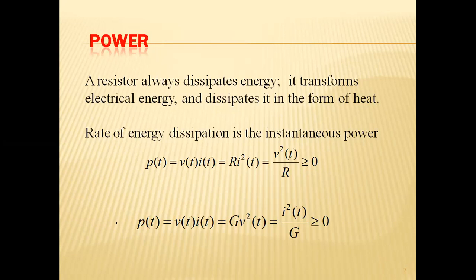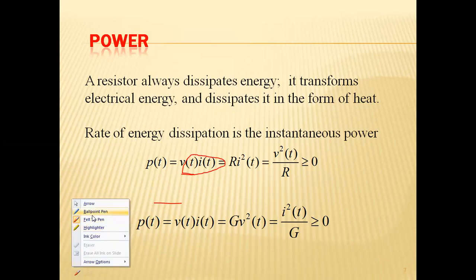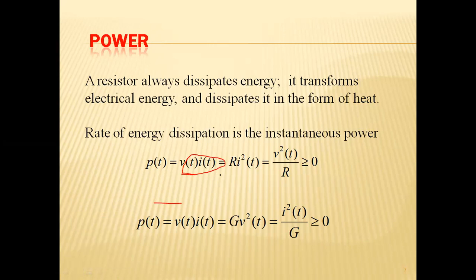So you can see this v of t. V of t means at any instant of time t. So P is equal to VI. For instantaneous power, I can write v of t and i of t. V is equal to IR, so accordingly I have modified this expression as i of t into IR. So this becomes I squared into R.